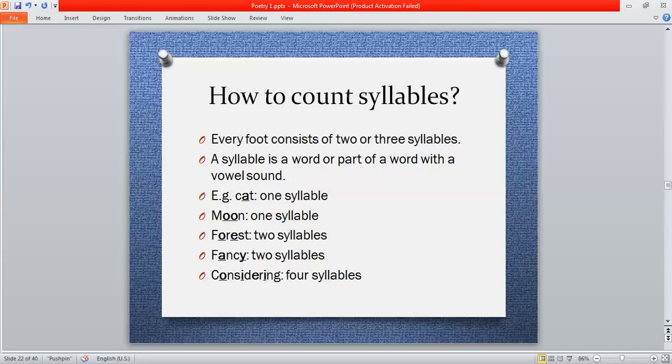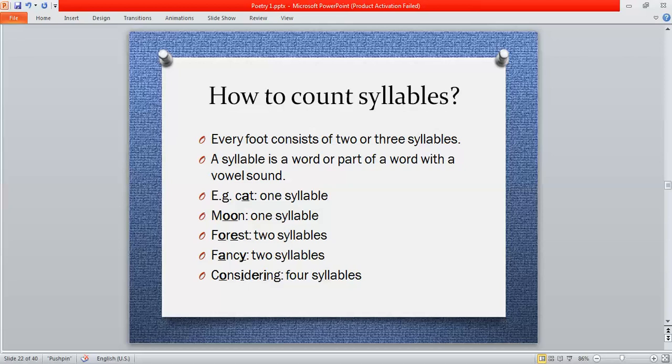Cat, cat. The word moon also consists of one syllable because the double O is considered one sound because they are successive. They come after each other. So moon consists of one syllable. The word forest consists of two syllables. Why? The first syllable is for, which has the letter or the vowel sound O at its center, and the second syllable is ist, which has the letter or the sound E at its center.